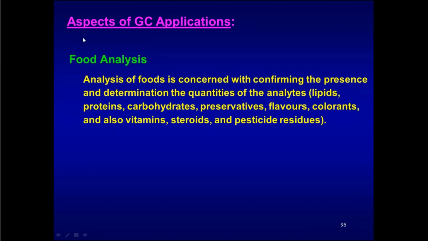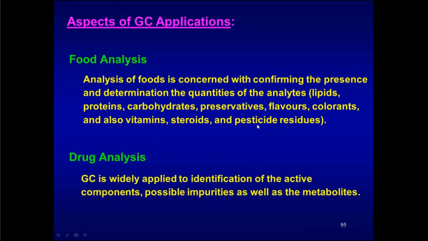Now, applications of GC. Apart from qualitative and quantitative analysis, it could be used in food analysis. Analysis of food is concerned with confirming the presence and determining the quantities of analytes like lipids, proteins, carbohydrates, preservatives, flavors, colorants, and also vitamins, steroids, and pesticide residues. So those are things that are estimated in food analysis. It can be used for drug analysis, widely applied to identification of active components, possible impurities, as well as metabolites.